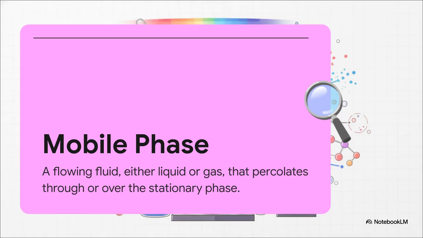This is a flowing fluid. It can actually be either a liquid or a gas that percolates right through or over that stationary phase. So if the stationary phase is our track with all its hurdles, the mobile phase is this powerful wind at the runner's backs. It forcefully pushes the entire chemical mixture straight through the system.